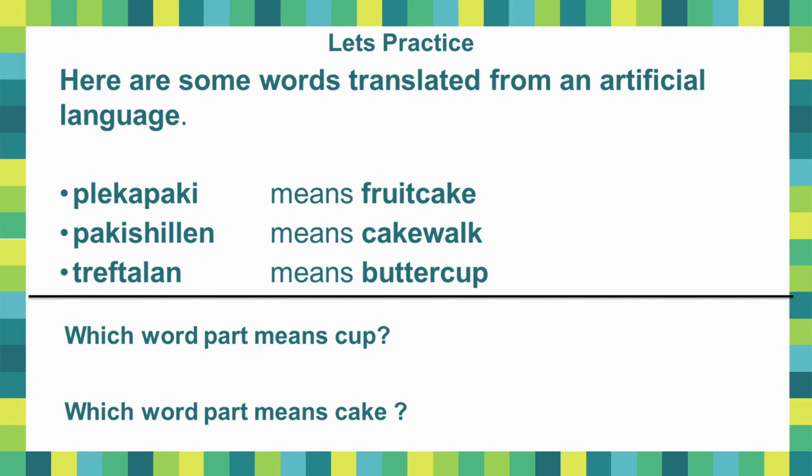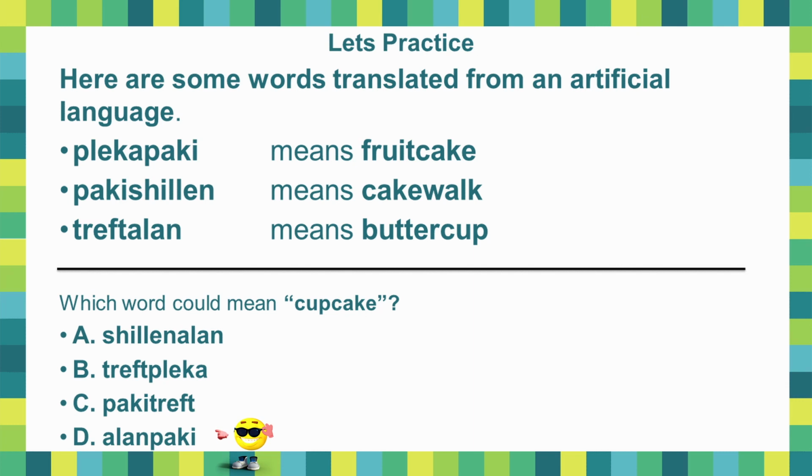Remember, you are to ask yourselves these questions. Which word part means cup? Let us examine carefully. Remember, we're looking for the word part that would mean cup. Have you seen the word part that would mean cup? That's right. The word part that would mean cup is alan, A-L-A-N. Now, which word part could possibly mean cake? That's right, paki could mean cake. So, based on this question, which word could possibly mean cupcake? That's right, the word that could mean cupcake is option D, alan paki, A-L-A-N-P-A-K-I. Good job, boys and girls.